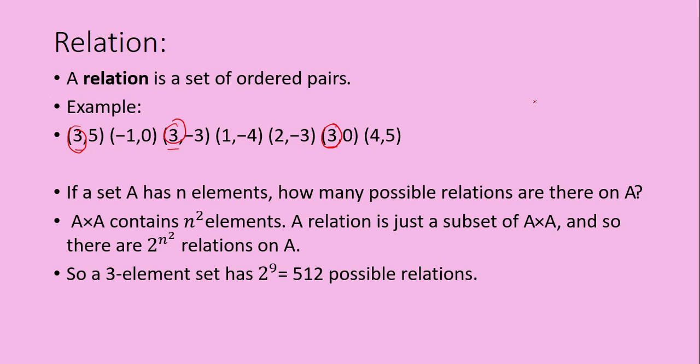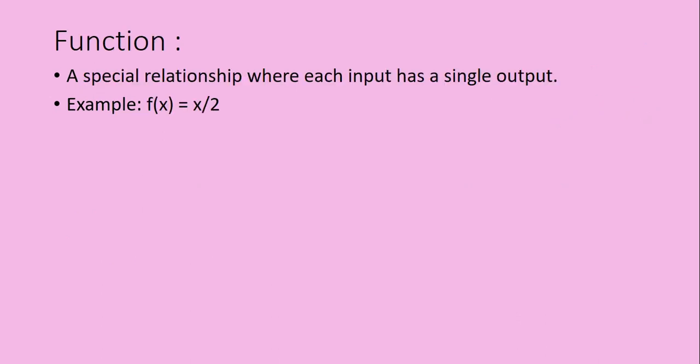That is the condition given for a function. It means that if you have a set x and a set y, one element in x should be mapped to only one element in y. It should not have two images. Okay, this is wrong, the second image is wrong. So this is the way a function is defined. Now we will go to the definition of function: a special relationship where each input has a single output.